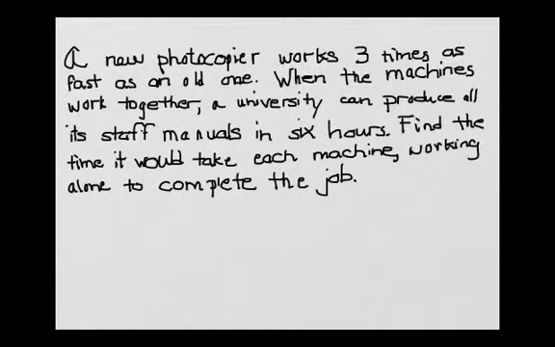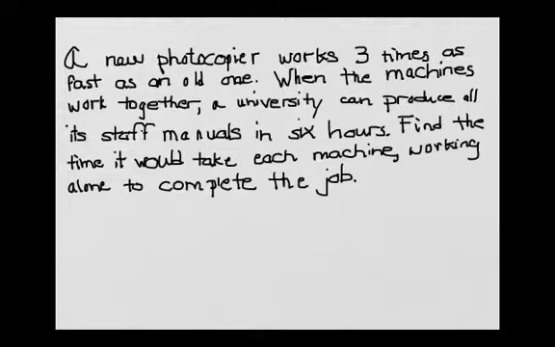In this video, we're going to do the following problem. A new photocopier works 3 times as fast as an old one. When the machines work together, a university can produce all its staff manuals in 6 hours. Find the time it would take each machine working alone to complete the job.